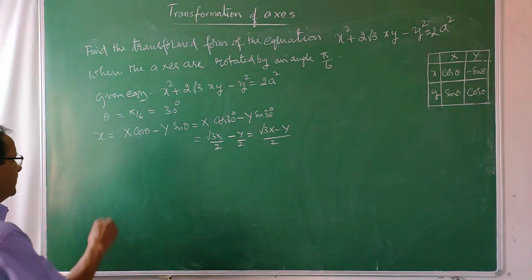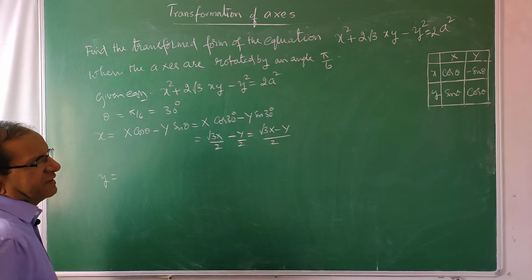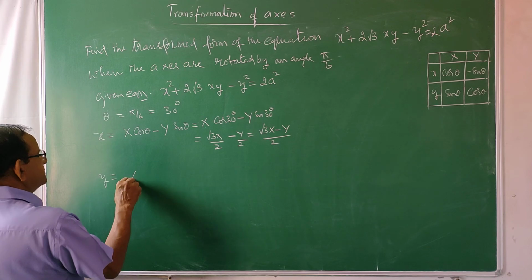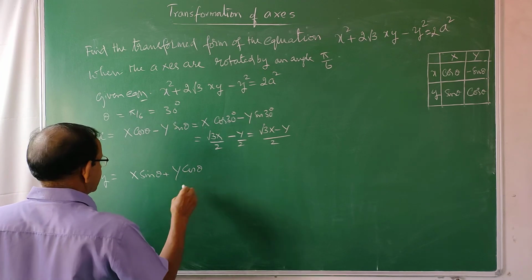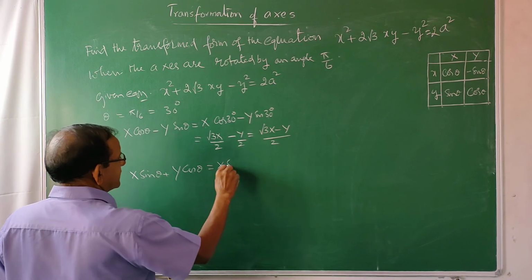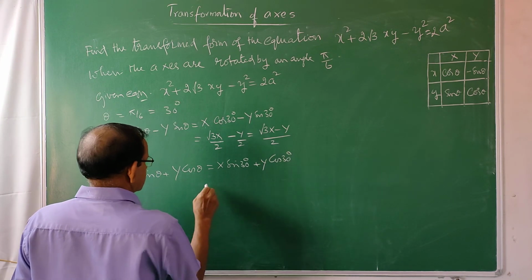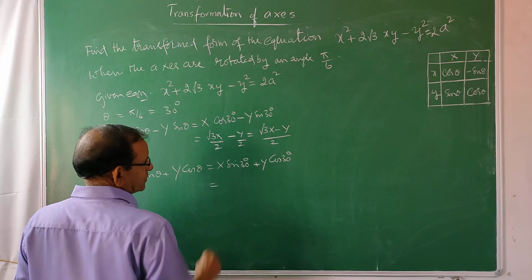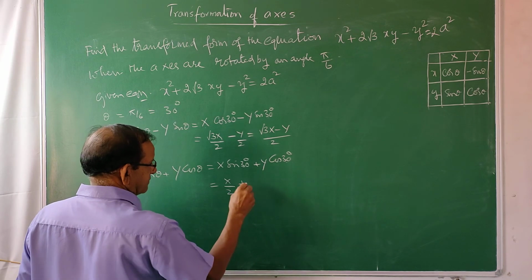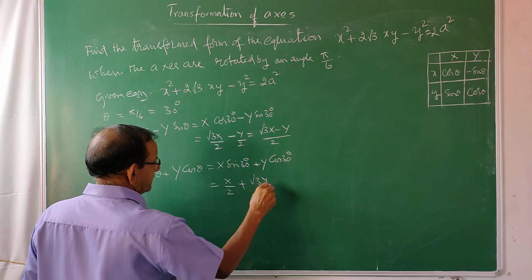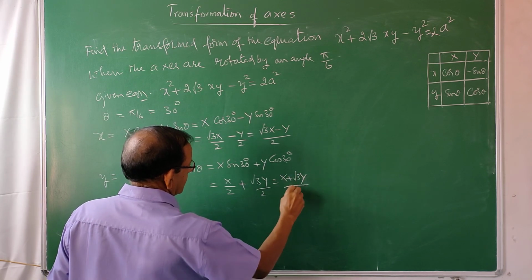Now what is small y? See that table. Small y is x sin theta plus y cos theta in big letters, that is x into sin 30 plus y into cos 30. Sin 30 is 1 by 2, so x by 2. Cos 30 is root 3 by 2, so y into root 3 by 2 means root 3y by 2. This is x plus root 3y by 2.